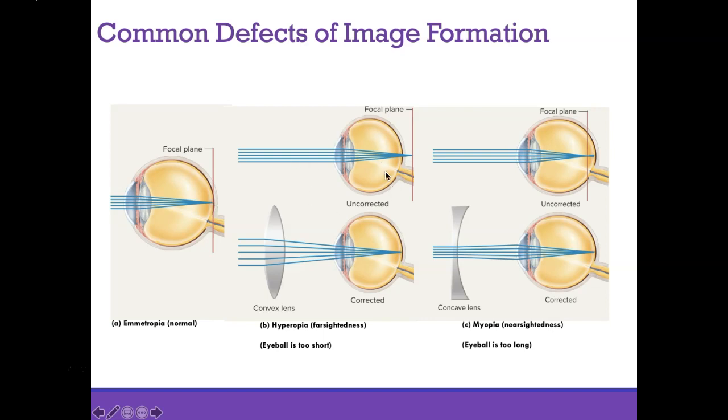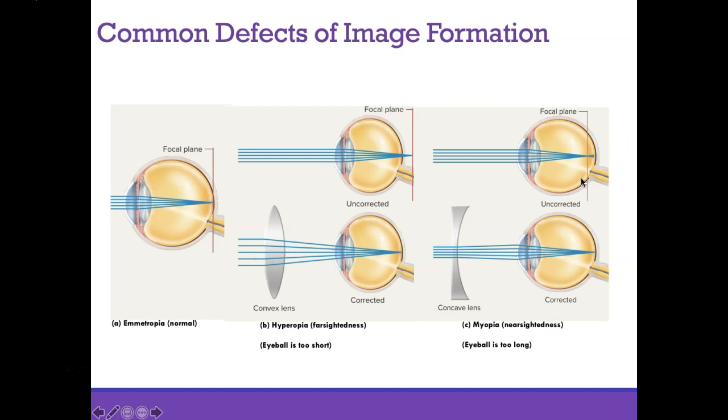So a correction for hyperopia is to use a convex lens. And the convex lens will cause the light rays to converge slightly before, right? So we're seeing some convergence before it gets to the lens. So therefore, even though the eyeball is a little short, that convex lens bends the light just a little before it gets to the lens so it can hit the focal plane.